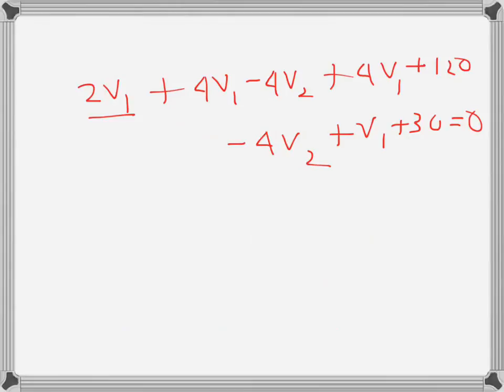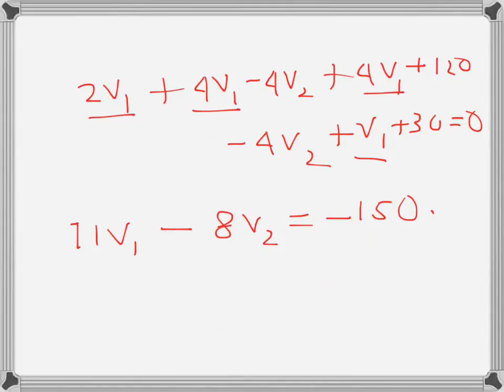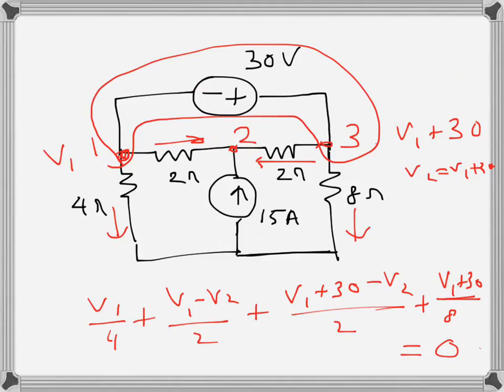So I have this one, this one, this one and this one. So that is 8 and 3, 11V1 minus 8V2 is equal to minus 150 on the right hand side if I take these two. So this is one equation. Then another equation can be written.